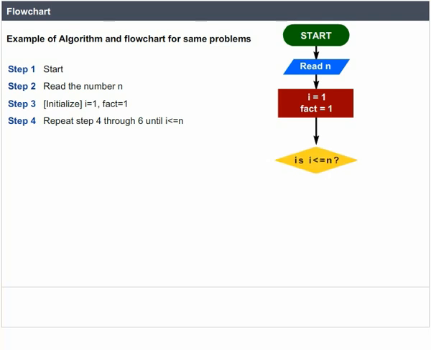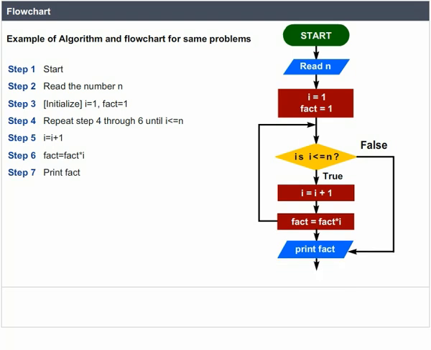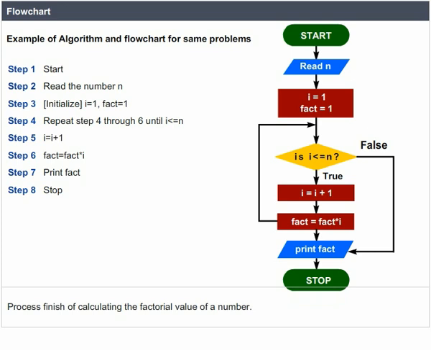Step 4. Repeat step 4 through 6 until I is less than or equal to n. Step 5. I equals I plus 1. Step 6. Fact equals fact multiplied by I. Step 7. Print fact. Step 8. Stop. Process finish of calculating the factorial value of a number.